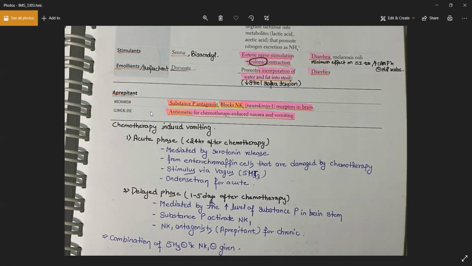So aprepitant and ondansetron for chemotherapy-induced nausea and vomiting. For postoperative nausea and vomiting, you will use ondansetron. For migraine-induced nausea and vomiting, you will use metoclopramide. For motion sickness, you will use antihistamines or antimuscarinics. Make sure you remember the uses of all of these in very specific situations. They will give you some history of the patient, like chemotherapy or motion sickness, and will ask you what drugs you might give for the treatment.